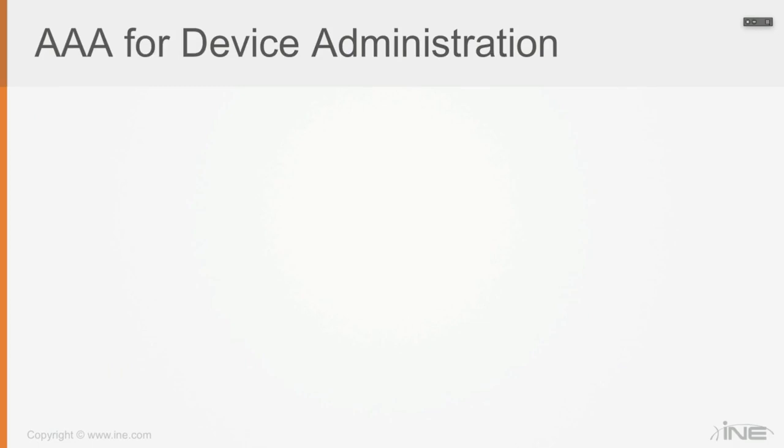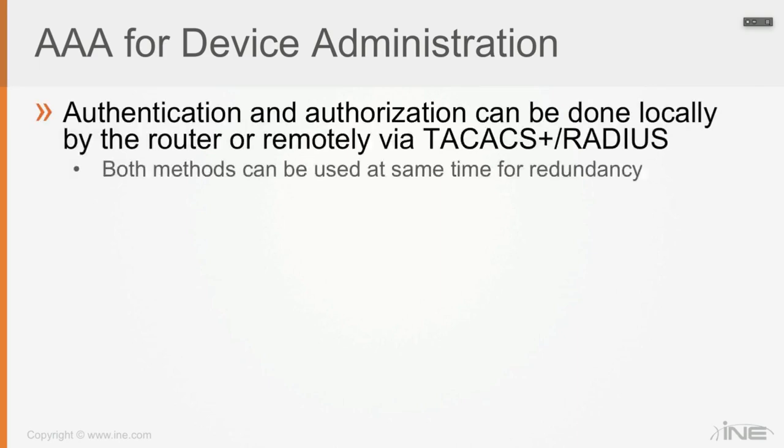Now, AAA for device administration. So authentication and authorization can be done either locally using the local database of users on the device or remotely via TACACS Plus or Radius. As I said, in general, we're going to be using TACACS because if we want to do command authorization, which is likewise what we want to do in a production network, Radius does not support that.